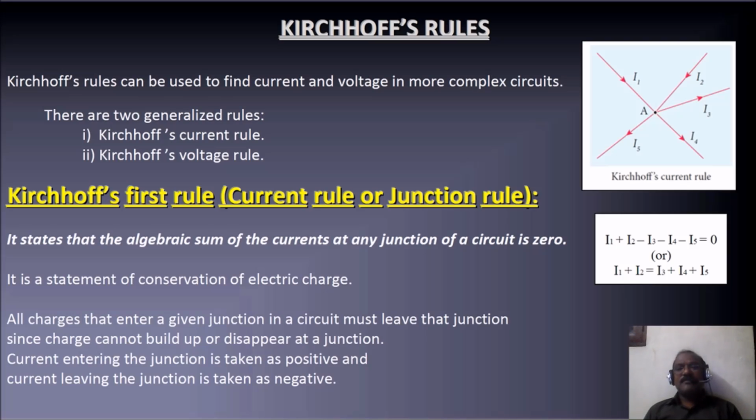The equation now becomes: the current at any junction is equal to 0, I1 plus I2 minus I3 minus I4 minus I5 equal to 0, or I1 plus I2 is equal to I3 plus I4 plus I5. So the law simply says that at any junction, the current approaching will be equal to the current leaving the junction.